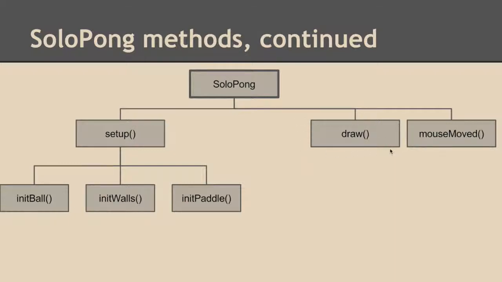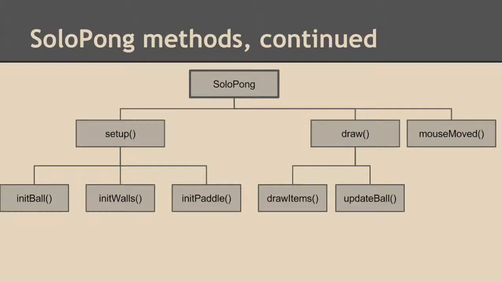There's actually a whole lot that's got to go on in that method. We have to draw all the items, so three walls, ball, and a paddle. We have to update the position of the ball as it moves from frame to frame, and we have to detect collisions between the ball and the walls or the paddle. So rather than trying to throw all of that into one method, we're instead going to divide this up into sub-methods. In particular, draw will be decomposed into a draw items method, an update ball method, and a collisions method.